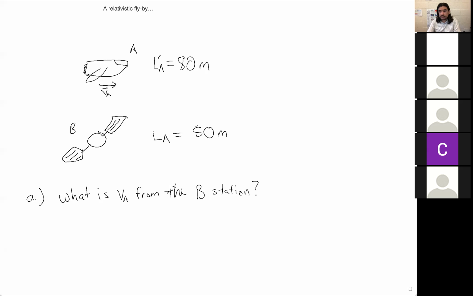So on the 80 meters and the 50 meters, is that like meters per second, or is that their height? No, that would be the length of the spaceship. Gotcha. So when it's traveling, right? So what do we know? We have an equation to relate things. And this equation is the Lorentz transformation, right?